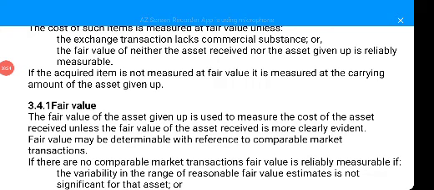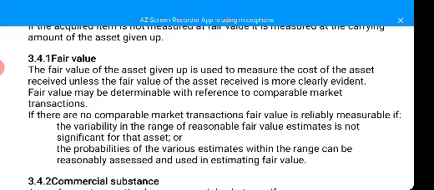So let's look at fair value. What is fair value? The fair value of assets given up is used to measure the cost of the asset received, unless the fair value of the asset received is more clearly evident. Fair value may be determinable with reference to comparable market transactions. Now, this fair value is a topic on its own, a standard on its own, which is IFRS 13, Fair Value Measurement.